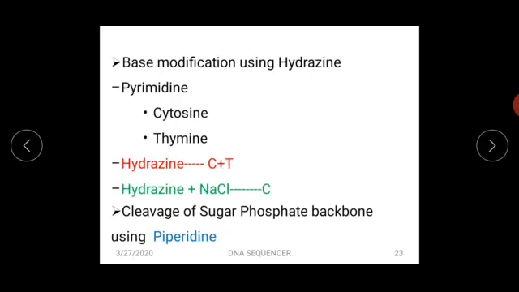For base modification with hydrazine, how are the pyrimidines, cytosine and thymine, chemically modified? Hydrazine gives C plus T, and when hydrazine with NaCl is added, there is only C. Then the cleavage of the sugar phosphate backbone is done using piperidine.